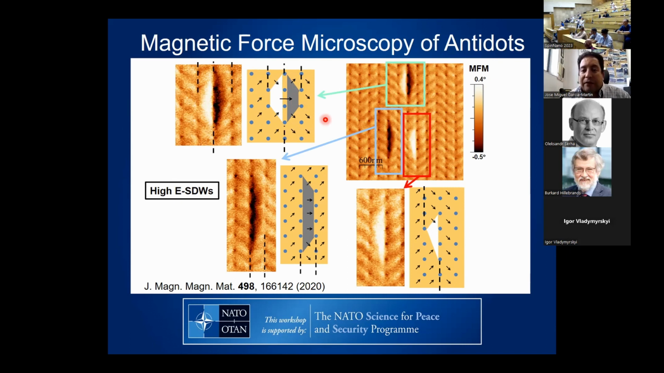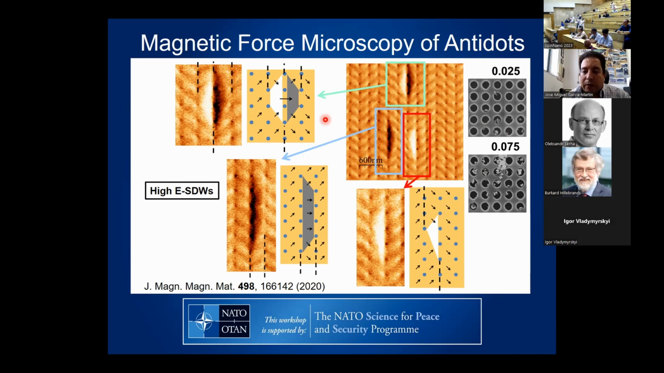And now we can understand why, when this kind of antidots are used for magnetic separation, the magnetic nanoparticles are accumulated in certain regions. Those are the regions which exhibit high energy superdomain walls, which exhibit high density of magnetic poles, and that's why they are trapped in those regions.